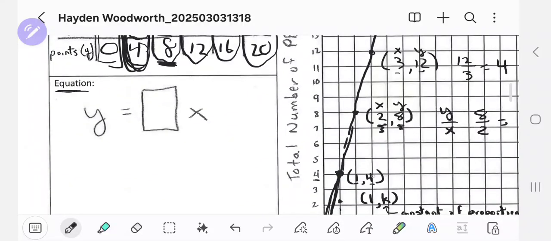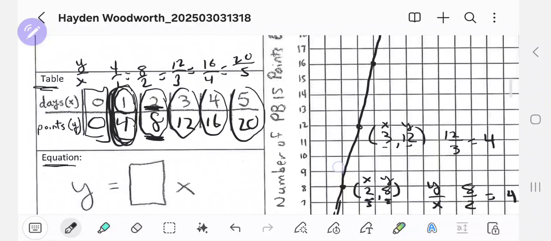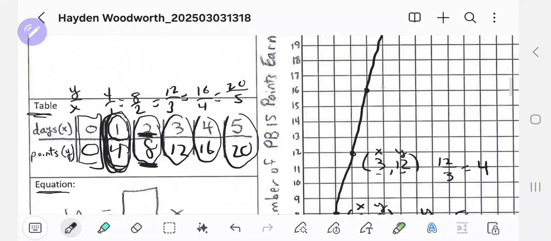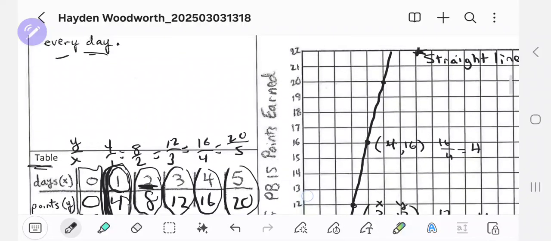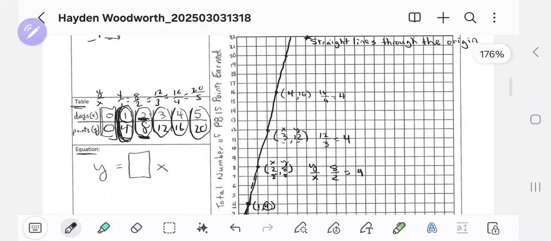Where x is 1 is your constant of proportionality, or you can just divide your y and x value to get your constant of proportionality from other points. Works up here as well, of course. 4 comma 16. 16 divided by 4 is 4. So anytime you have a straight line through the origin, you can just divide the y by the x and get the constant of proportionality. All right, so doing a pretty good job so far.